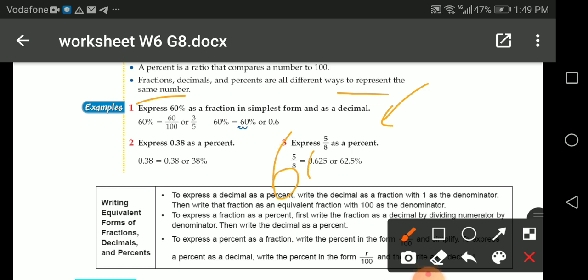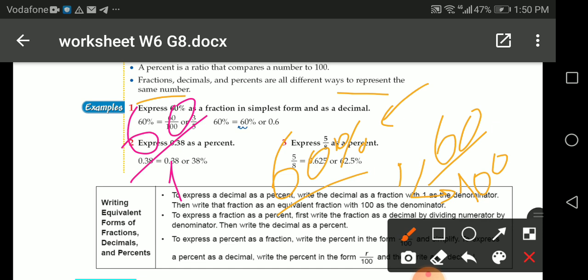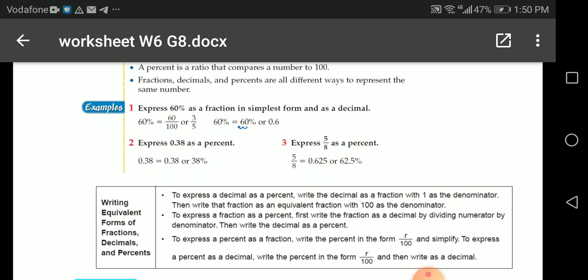We have here 60%. This is what? 60% is a number compared to 100. So remember well, it's like this: 60 divided by 100. I will do what? Two zeros, two decimal places. Put here the decimal point, and then the zero. So I've got here 0.60, which is the same as 0.6. Okay? So you can write it like that also.